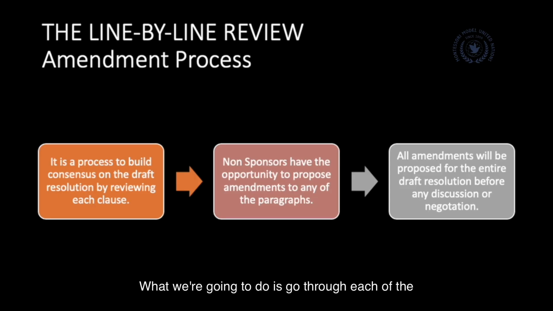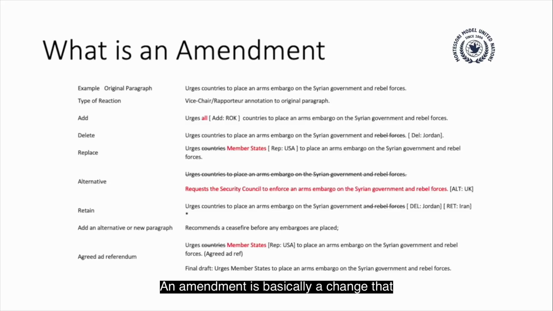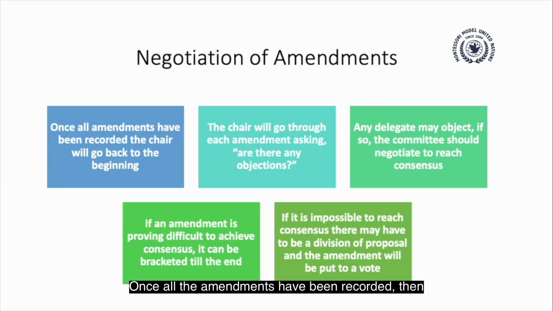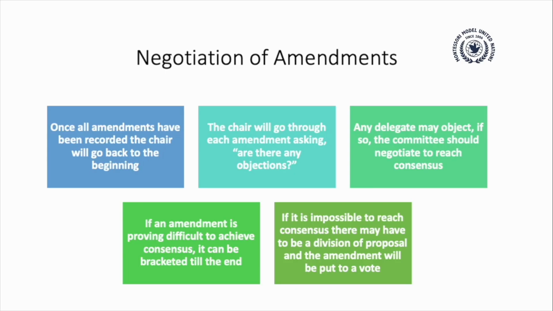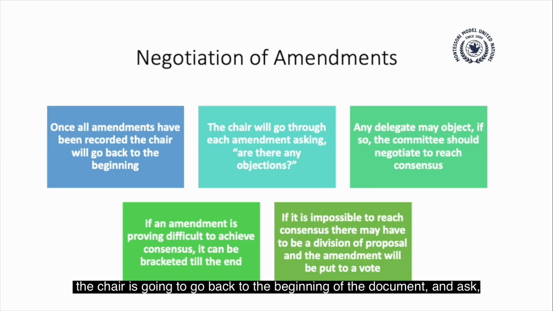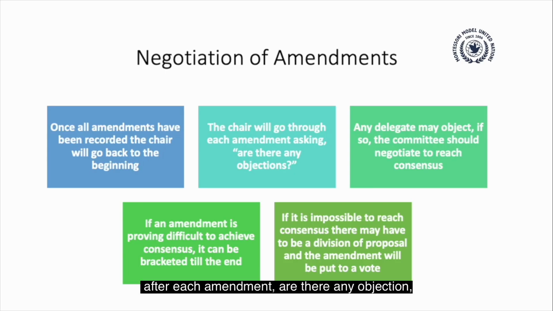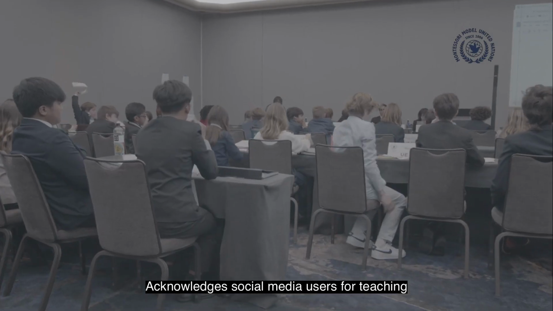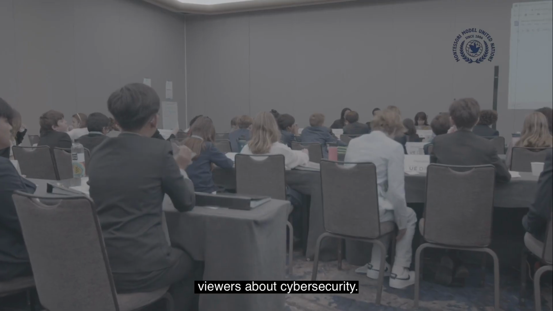What we're going to do is go through each of the paragraphs and review them and see if non-sponsors want to propose amendments. An amendment is basically a change that any non-sponsor wants to make to the existing paragraph. And here are some examples of amendments. Once all the amendments have been recorded, then the chair is going to go back to the beginning of the document and ask, after each amendment, are there any objections? Any delegate can object. Acknowledges social media users for teaching viewers about cybersecurity.